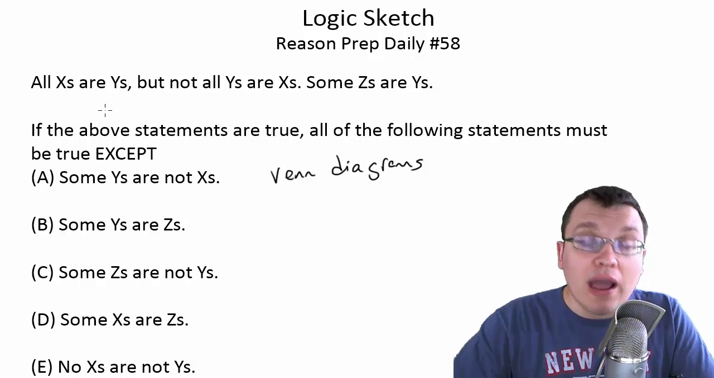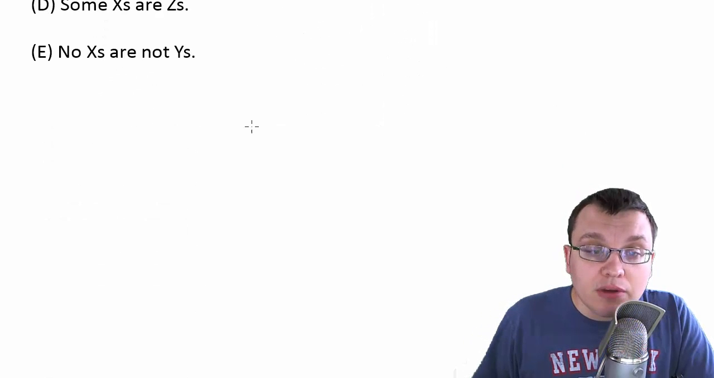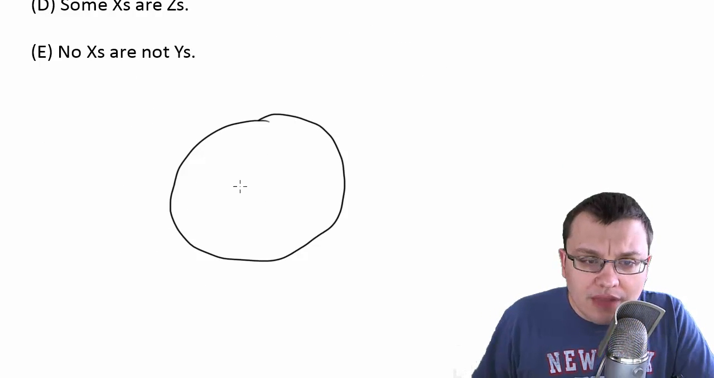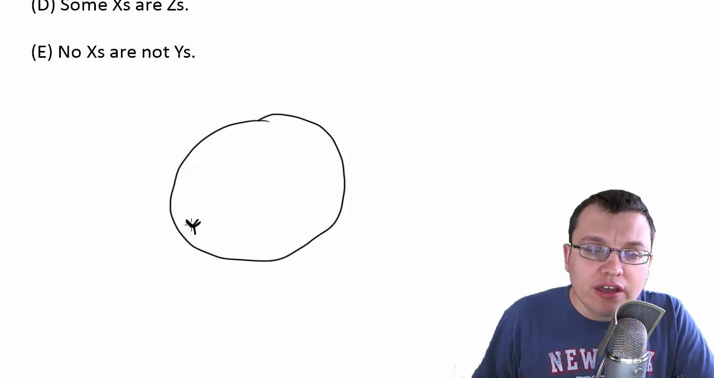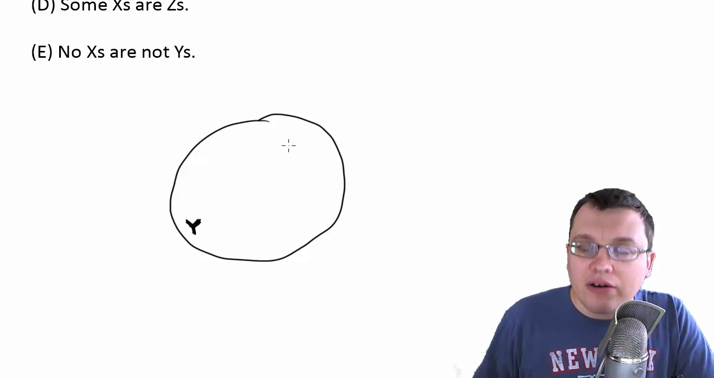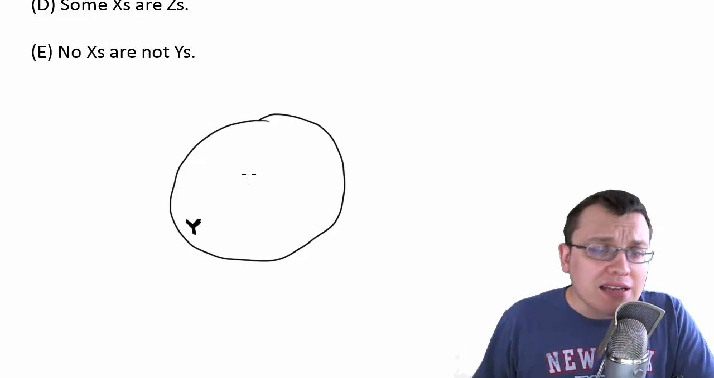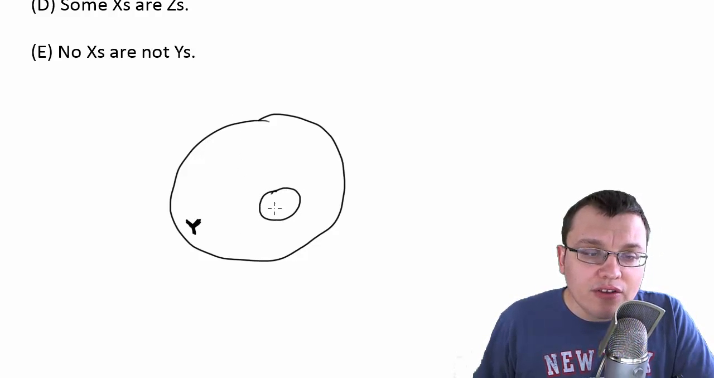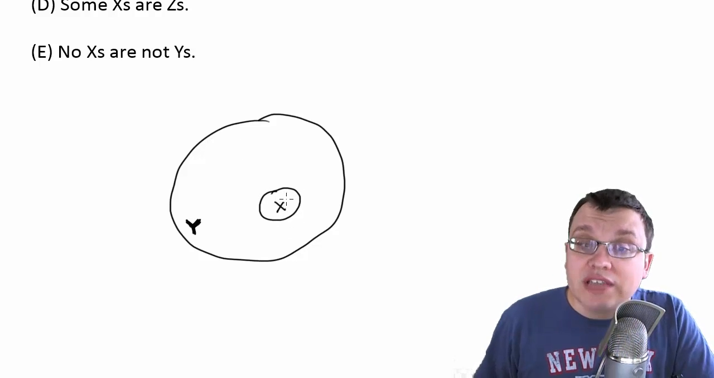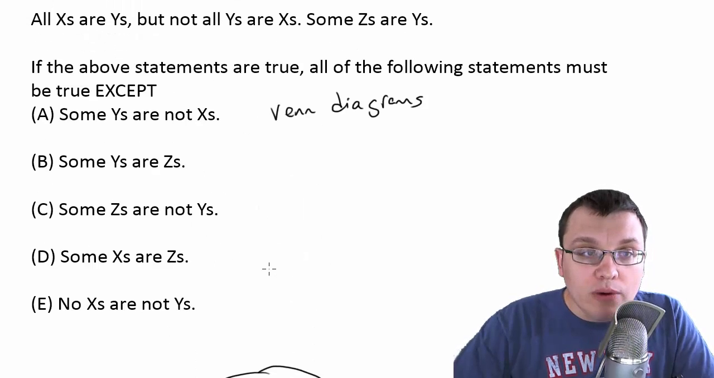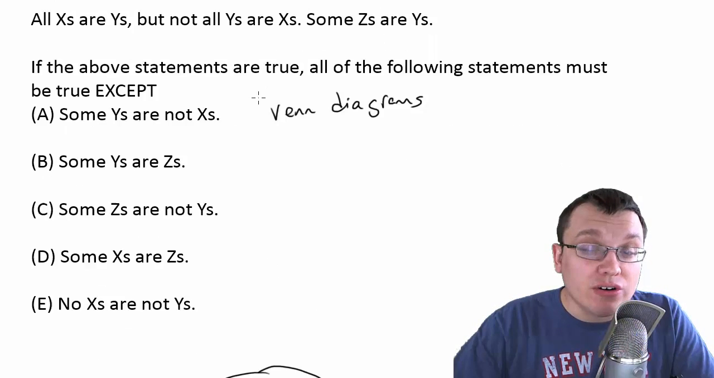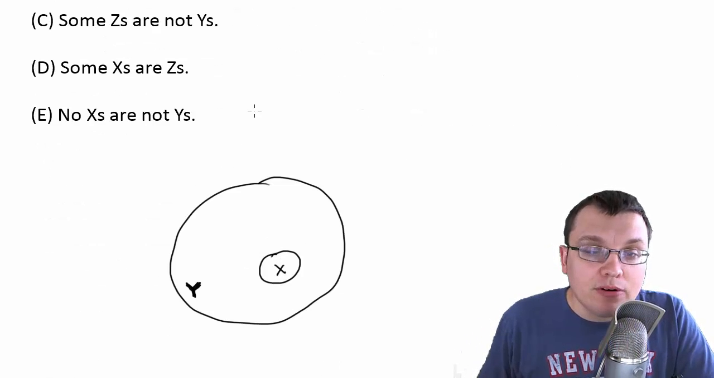All x's are y's. So every single x is a y. So I'm going to draw a circle, and this represents my y's. You can think of all of your y elements of the set as being in this circle. And if all x's are y's, then inside of this circle completely is another circle, which is x. Every single x is also contained in this y circle. We're also told not all y's are x's. So that tells us that x and y aren't just the same circle, that the y circle is bigger than the x circle.